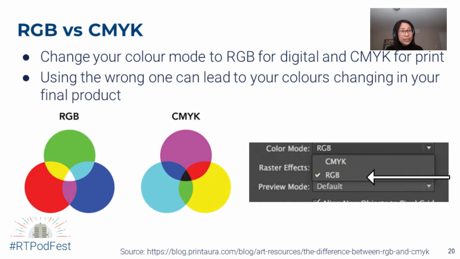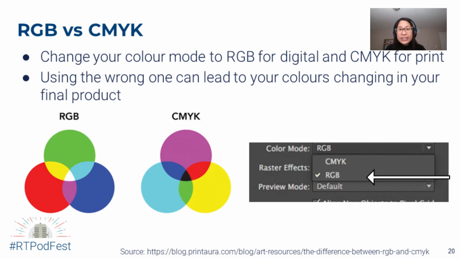Whereas things that are printed, so things that are printed on paper or on a t-shirt, are printed using cyan, magenta, yellow, and black ink. So the reason why it's important to make sure you're using the right color mode is that when you switch between the two, your colors can change in your final product. And when consistency is so important, you don't want your colors to change. You don't want to have something be printed out, like a business card, and notice everything is the wrong color.